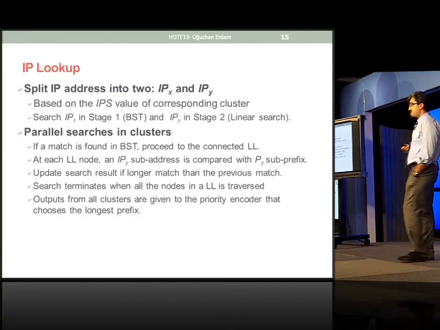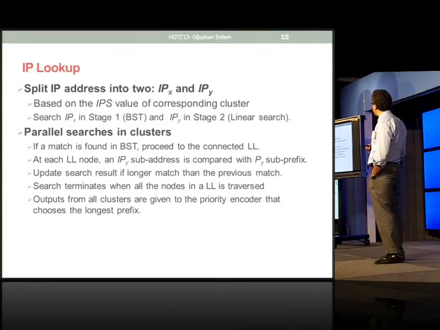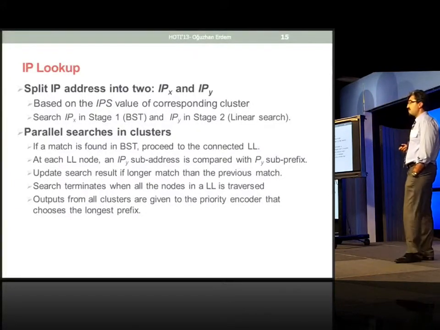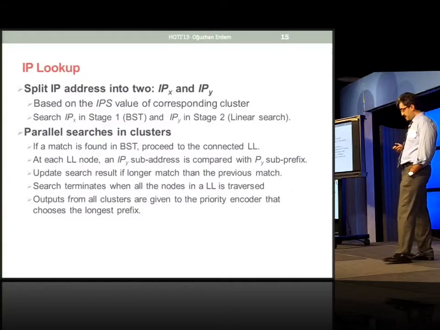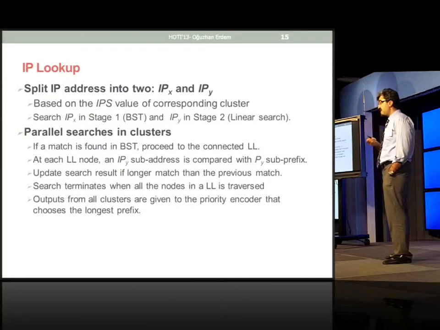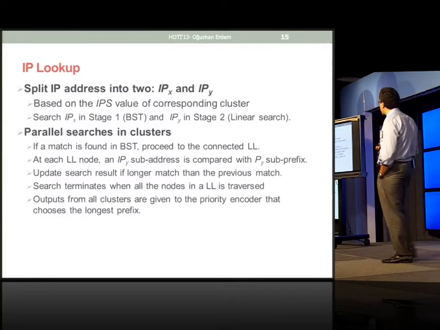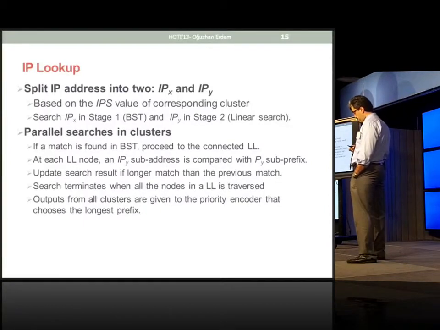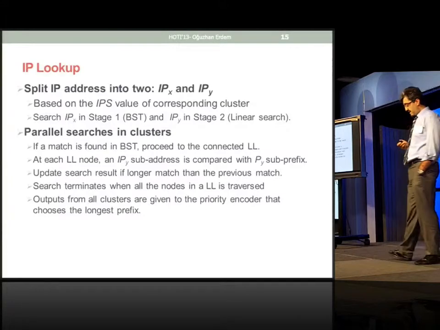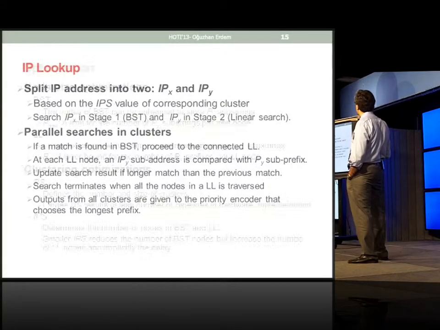If there's a match in the first stage in a BST node, then we jump to the second stage, the linked list stage. At each node, the IPY sub-address is compared with the PY sub-prefix. If there's a match, and if that match is longer than the previous match, the search result is updated. And when all the nodes are traversed, the search terminates. At the end, the outputs are given to the priority encoder that chooses the longest match.